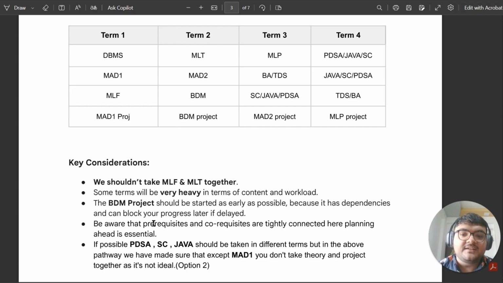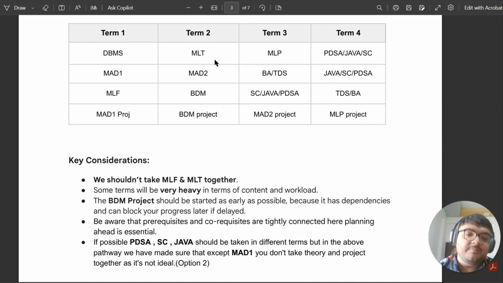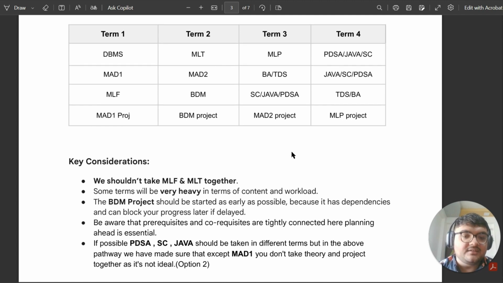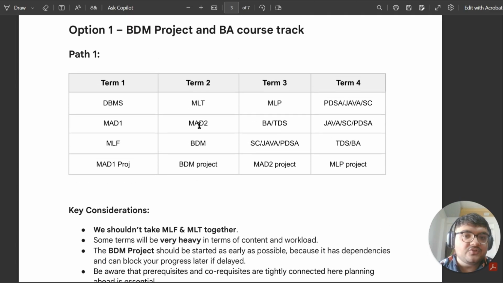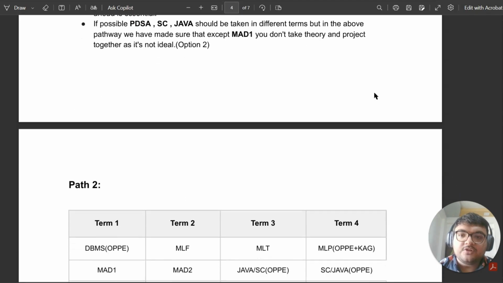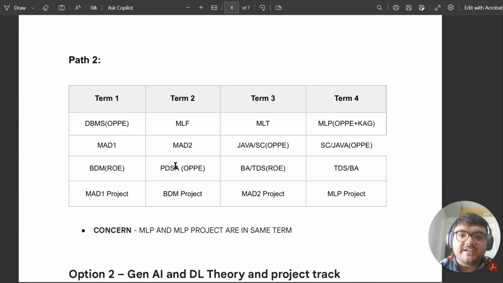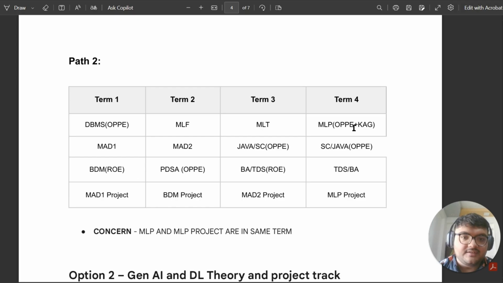And be aware that prerequisites and corequisites are tightly connected. If possible, take PDS, system commands and Java in different terms. But except MAD1 and BDM, I have made sure that MAD2 and MAD2 project are separate, MLP and MLP project are separate. That's why I have taken these things separately. And option two, you have PDS, system commands and Java separate in three different terms. But the problem is that MLP and MLP project are in the same term.